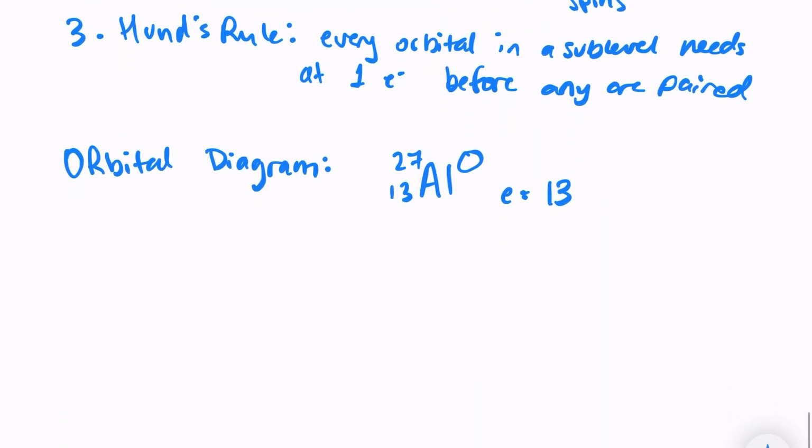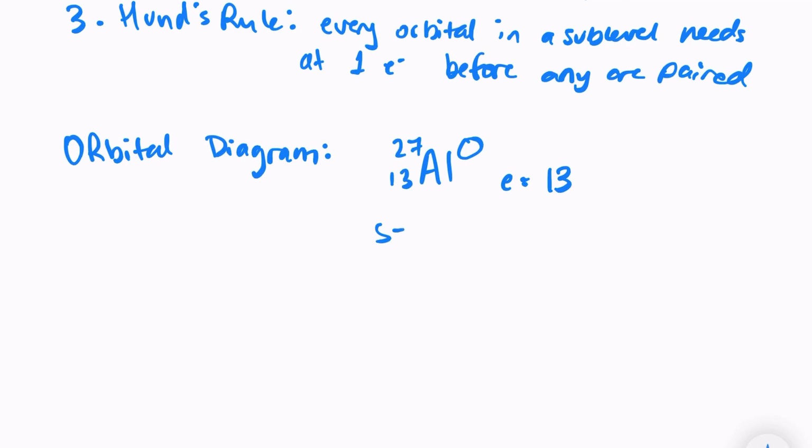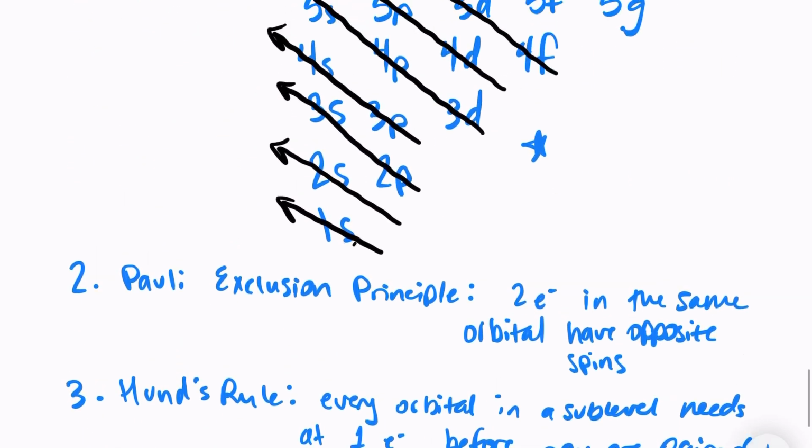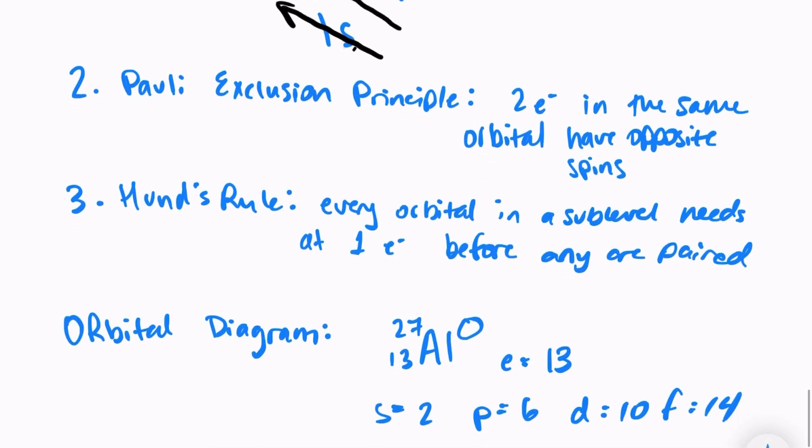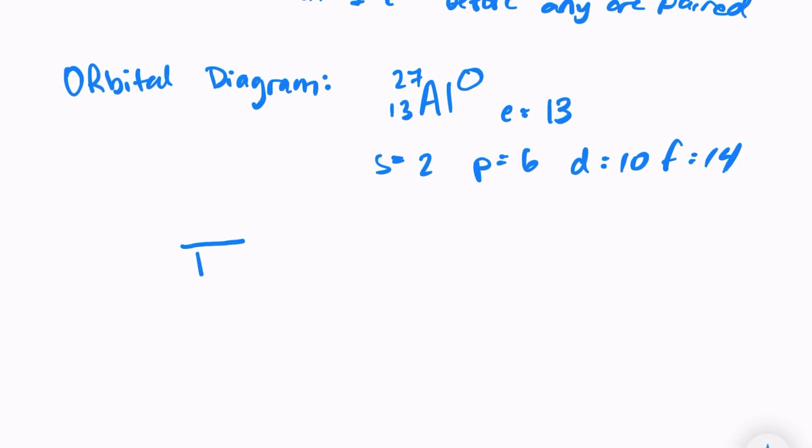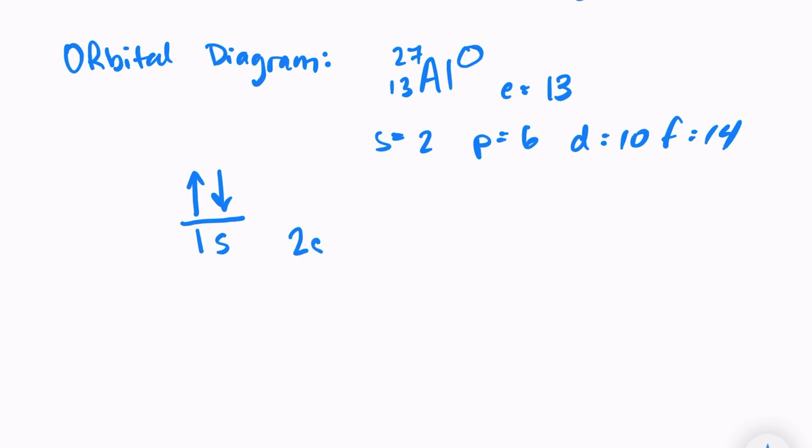So remember we said before, the S orbital can hold 2 electrons, P can hold 6, D can hold 10, F can hold 14, and I need to follow this structure here. So the orbital diagram shows the number of electrons in each sublevel, and we use arrows to symbolize electrons. So 1s would have 2 electrons, and according to Pauli exclusion principle, they have to have opposite spin. So I put 1 arrow up and 1 arrow down. I've only placed 2 electrons. I need 11 more, so I'm gonna do 2s, 1 arrow up, 1 arrow down.